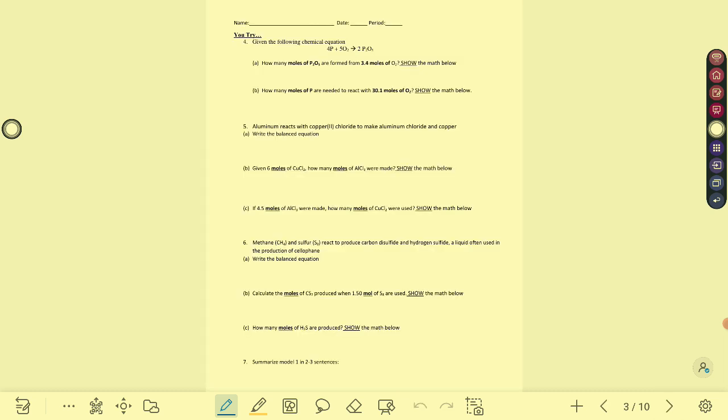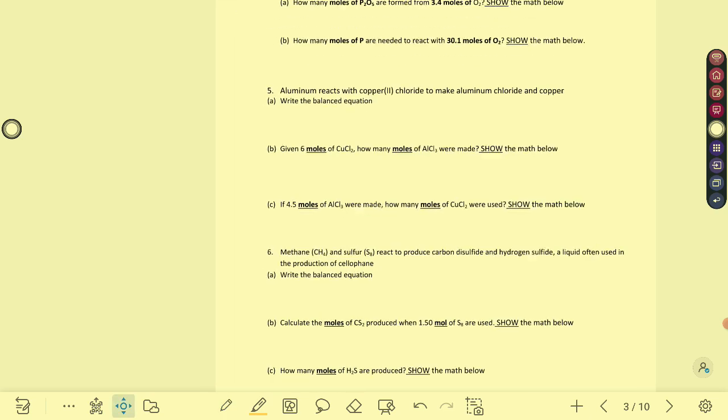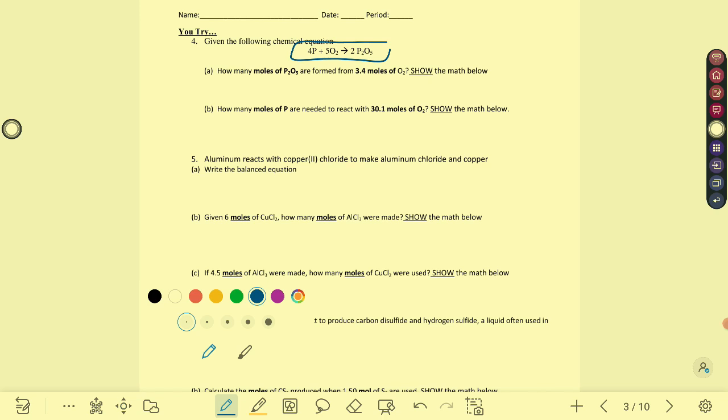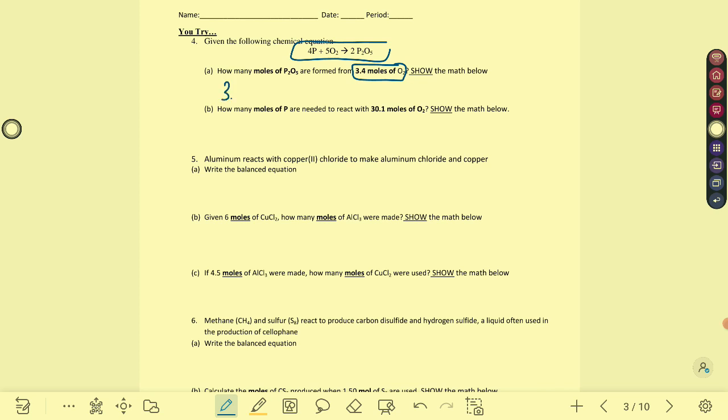Now they wanted you to look at this next balanced equation. And it tells you that there are 4 parts phosphorus to 5 parts oxygen gas to yield 2 parts diphosphorus pentoxide. So you are going to start with your given quantity of 3.4 moles of O2. So if you have 3.4 MOL, and you can say of or don't say the of, either way is fine, O2. I know because that is technically on top.